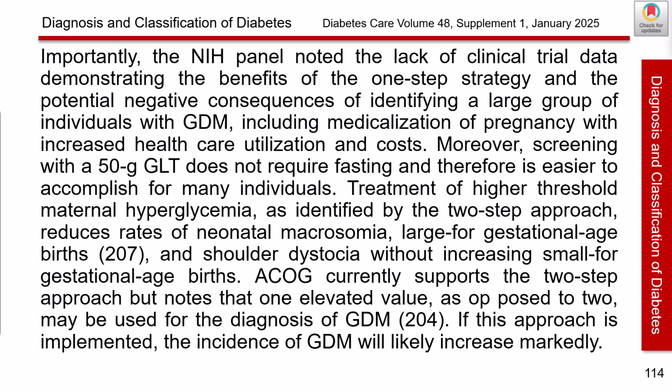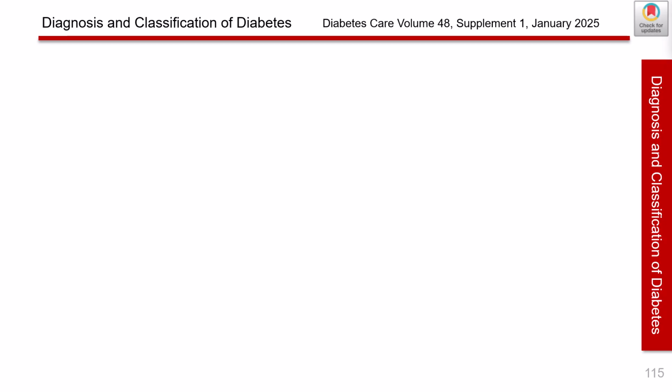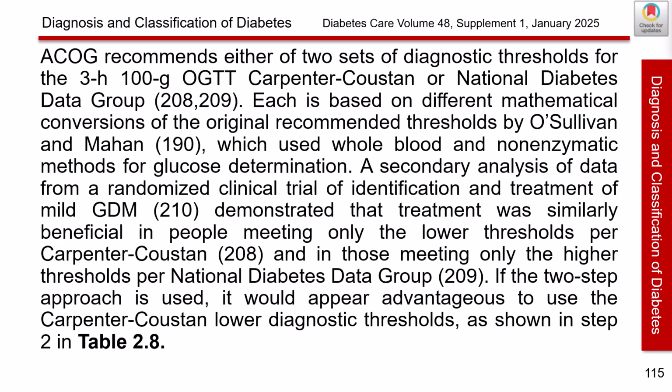The American College of Obstetricians and Gynecologists currently supports the two-step approach, but notes that one elevated value, as opposed to two, may be used for the diagnosis of gestational diabetes mellitus. If this approach is implemented, the incidence of gestational diabetes mellitus will likely increase markedly. The College recommends either of two sets of diagnostic thresholds for the 3-hour 100-gram oral glucose tolerance test: Carpenter-Coustan or National Diabetes Data Group. Each is based on different mathematical conversions of the original recommended thresholds by O'Sullivan and Mahan, which used whole blood and non-enzymatic methods for glucose determination.